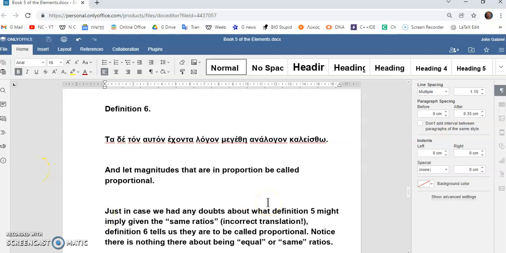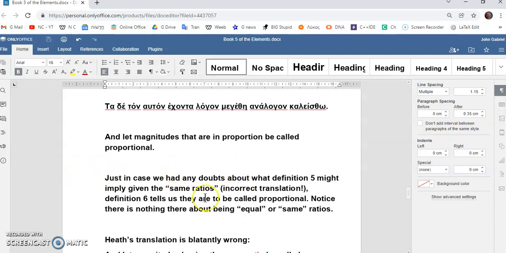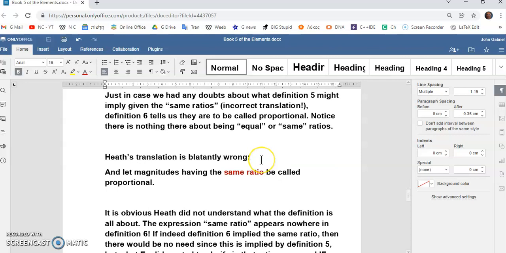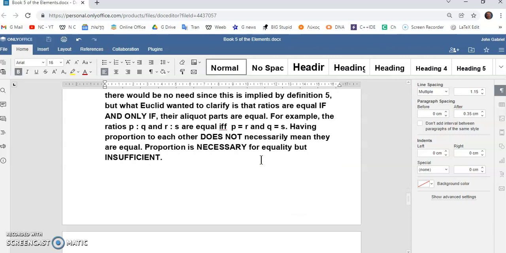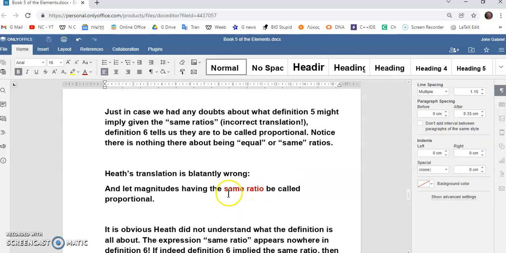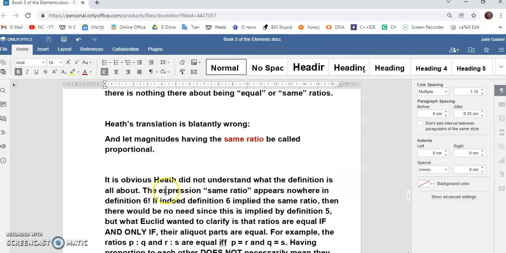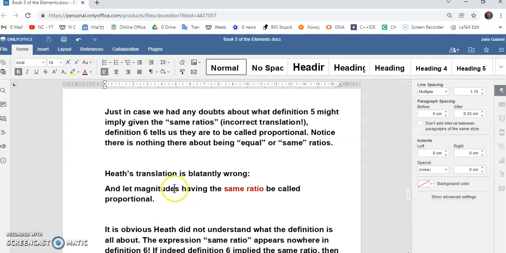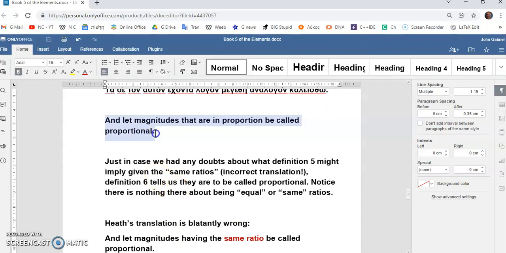But in the previous videos we discussed definitions 5 and 6, right? So now I just want to recap on definition 6 so that we can be fresh about what that was about. Definition 6 really tells us that magnitudes having the same ratio are called proportional. Okay, so it's not strictly speaking correct to say that. The correct way would have been, and let magnitudes that are in proportion be called proportional.